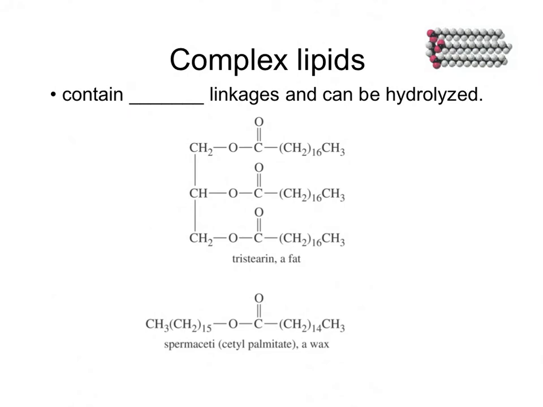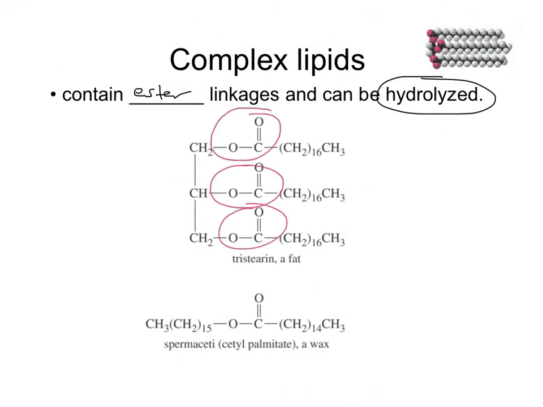One is complex lipids, which are going to contain ester linkages and can be hydrolyzed. So that's a key thing. If you're looking to see if something's a complex lipid, just see if it's possible to hydrolyze it. You can see in the following molecules here, we have an ester linkage, well, three of them, here and here. That's a triglyceride. This molecule on the bottom is a wax. You can see there's an ester linkage.